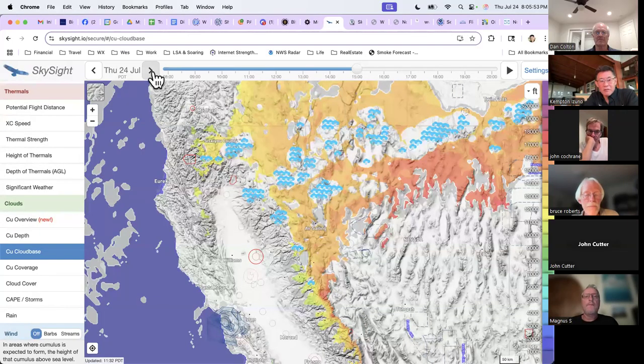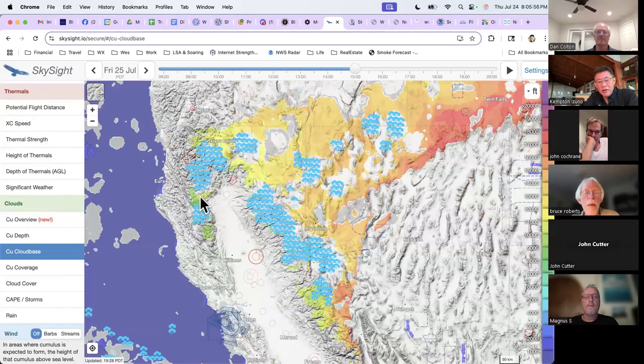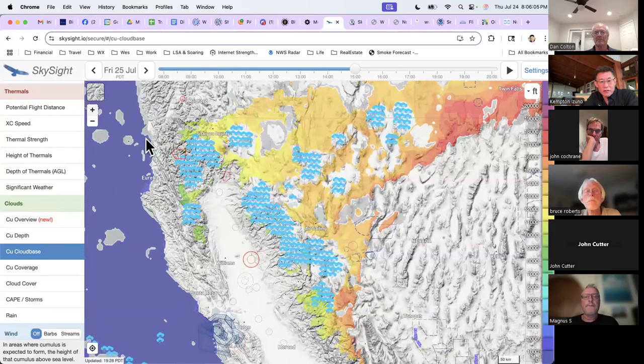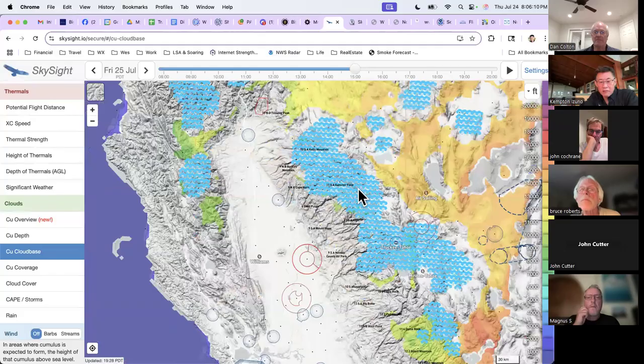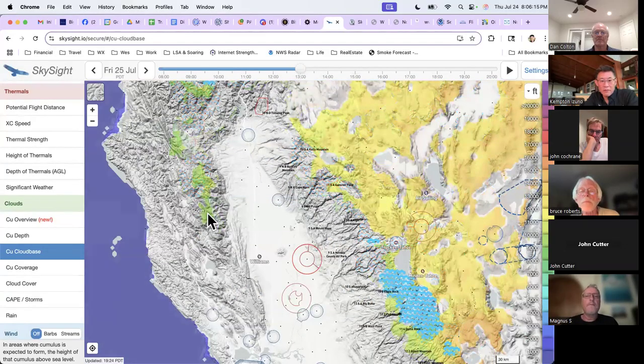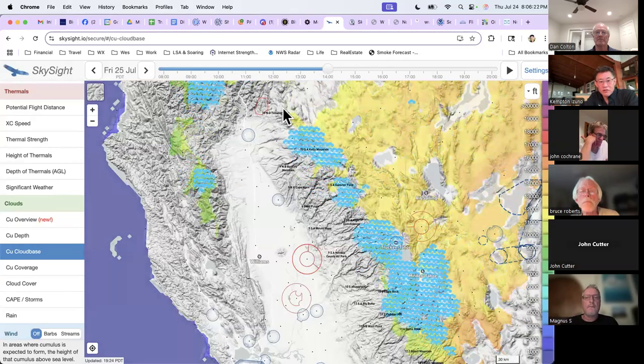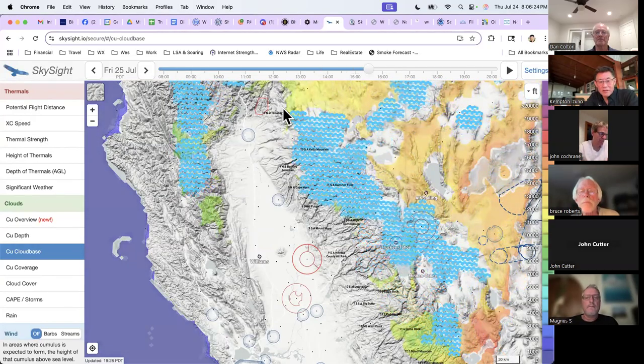Let's take a look at tomorrow. Tomorrow is showing overdevelopment here, and also very strong overdevelopment over the Sierras. This is 3 o'clock. I'm going to zoom in on Williams, since it doesn't look like too many people will be flying out of Minden and Tahoe, Truckee, simply because of this overdevelopment. If we look at 1 o'clock tomorrow, we have 10,000 foot bases here, but it rapidly expands into this solid overdevelopment here.